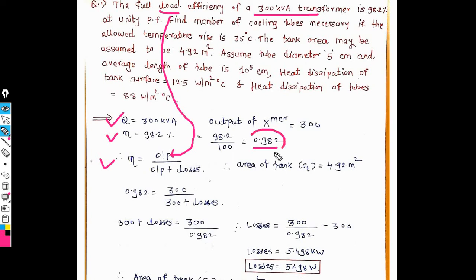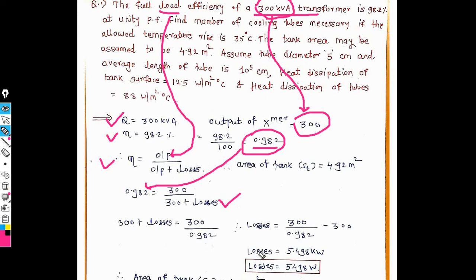Then efficiency is given here, so the value of efficiency is put as 0.982. Then output of transformer in kVA is 300. This is the output of the transformer, which depends on efficiency. Then the equation becomes 300 upon 300 plus losses. Now in this equation we have to calculate losses occurring in the transformer.